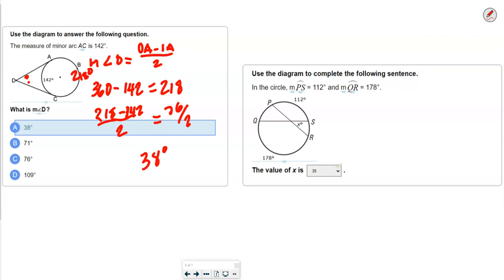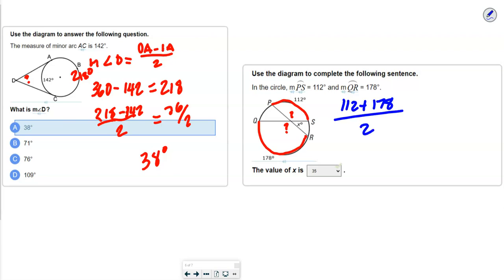All right, this next one says in the circle PS is 112, QR is 178. Find the value of X. Okay, so on this one we've got arc plus arc divided by 2 equals these angles. Now if we find those angles, we can find X because X and those question marks are a linear pair, right? So what we're going to do is 112 plus 178 and then divide that by 2.